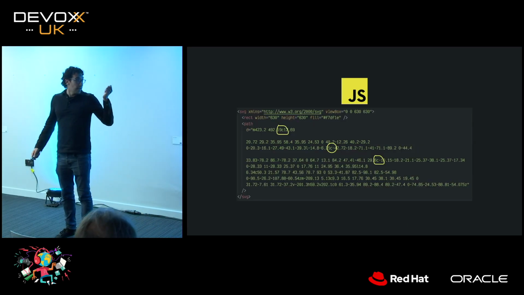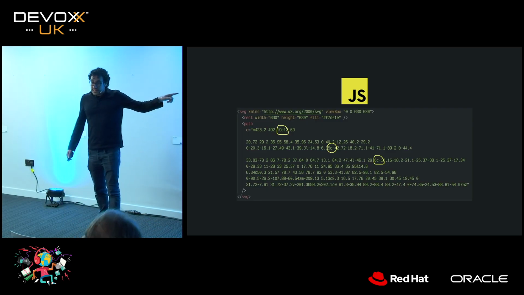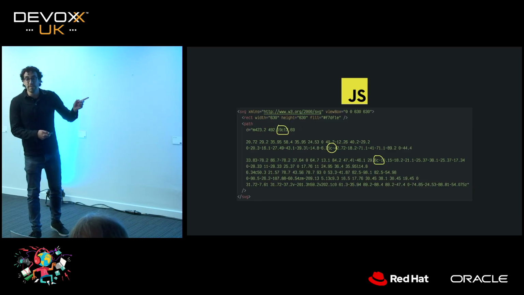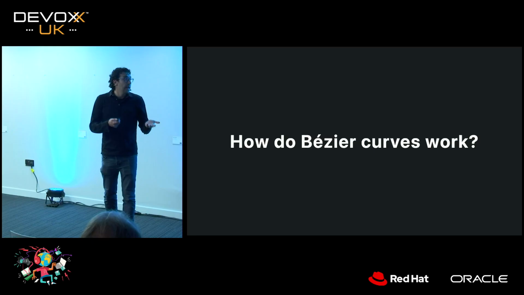If you take this JavaScript logo in SVG and you look at the little C in the SVG of the logo, that's a curve. That's a Bézier curve again. So again, still a thing. So how do they work now?